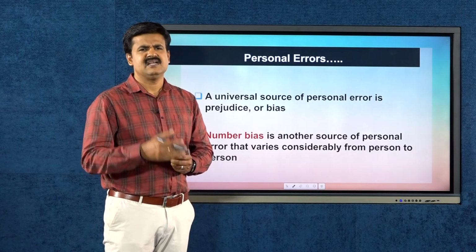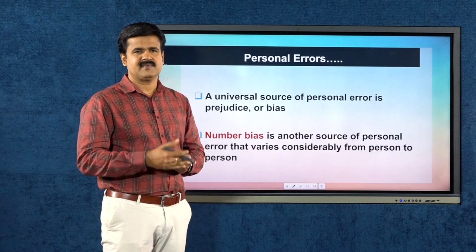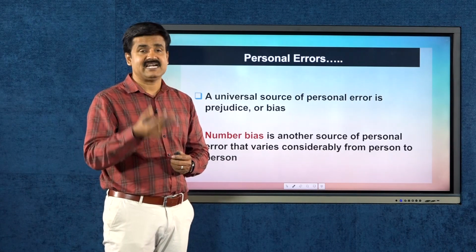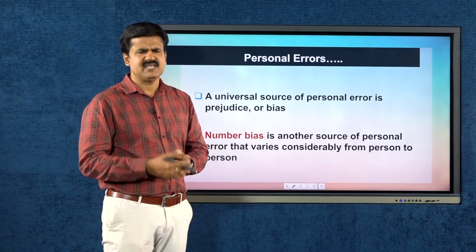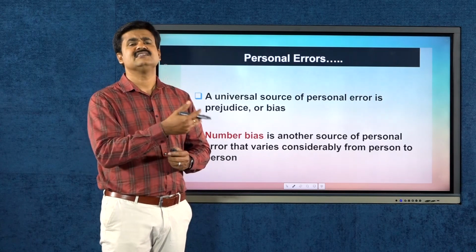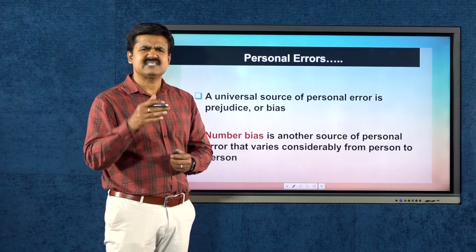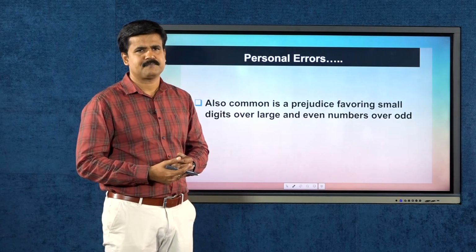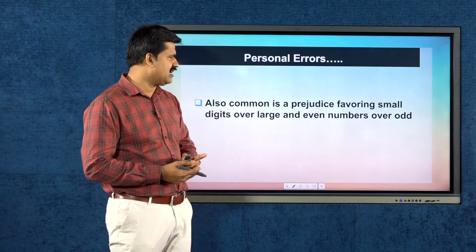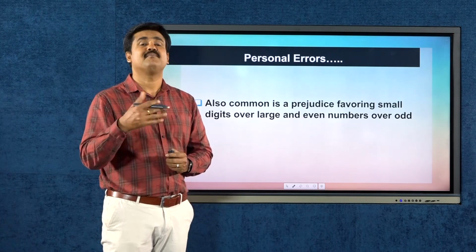In certain cases, the analyst is unable to exactly read the number, exactly measure a particular value from an instrument, from a reading, or unable to take a perfect reading. Even this is possible when we are doing a titration. When we take the burette reading, this situation may occur, some parallax error. Some people do not measure the values accurately. Such kinds of errors are called number bias. Also common is a prejudice favoring small digits over large and even numbers over odd. This kind of prejudice is known as number bias.